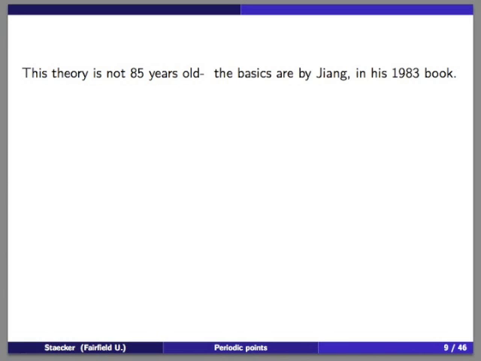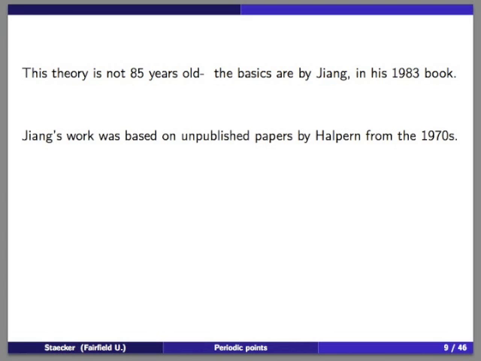But I was actually going to say it's much more recent. The basics of the Nielsen periodic point theory are completely stated by Zhang in his book. That was based on some unpublished work by Halpern, which I've never seen, the Halpern papers, but anyway. Yes, there were some errors that Zhang mostly worked out.